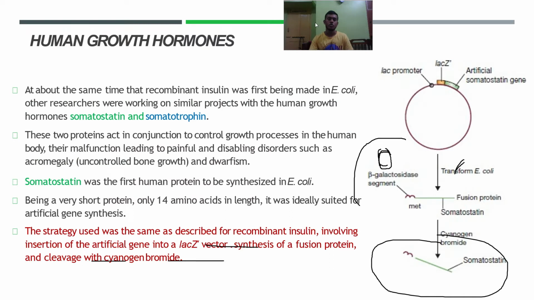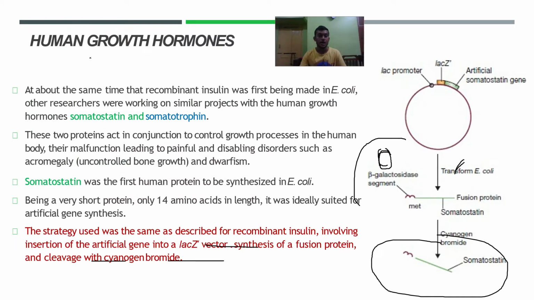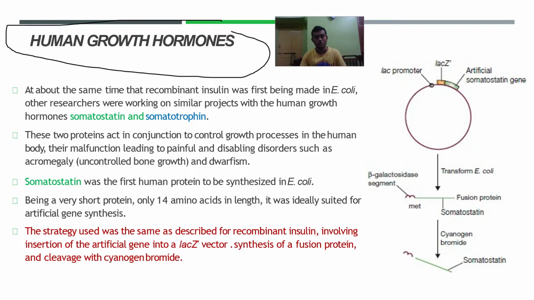So moving on, talking about the second application of genetic engineering, which is the human growth hormones. We'll talk about the human growth hormones and how they help us. The logic behind the human growth hormones is the same as insulin as well. The logic behind this is to produce recombinant growth hormones.